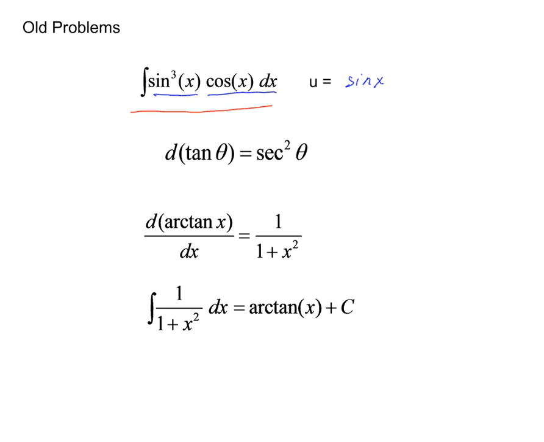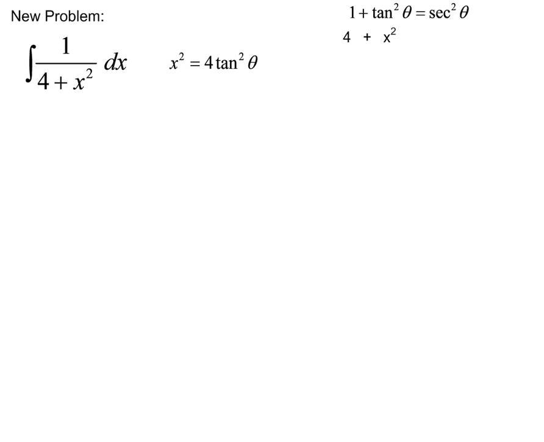Don't forget that the derivative of the tangent is the secant squared. We also know that the derivative of the arctangent is 1 over 1 plus x squared, which also tells me that the antiderivative of 1 over 1 plus x squared is going to go right back to the arctangent of x. So what I want to do is look at a problem that's actually similar to this one, except instead of having a 1 plus x squared, we're going to have a 4 plus x squared.